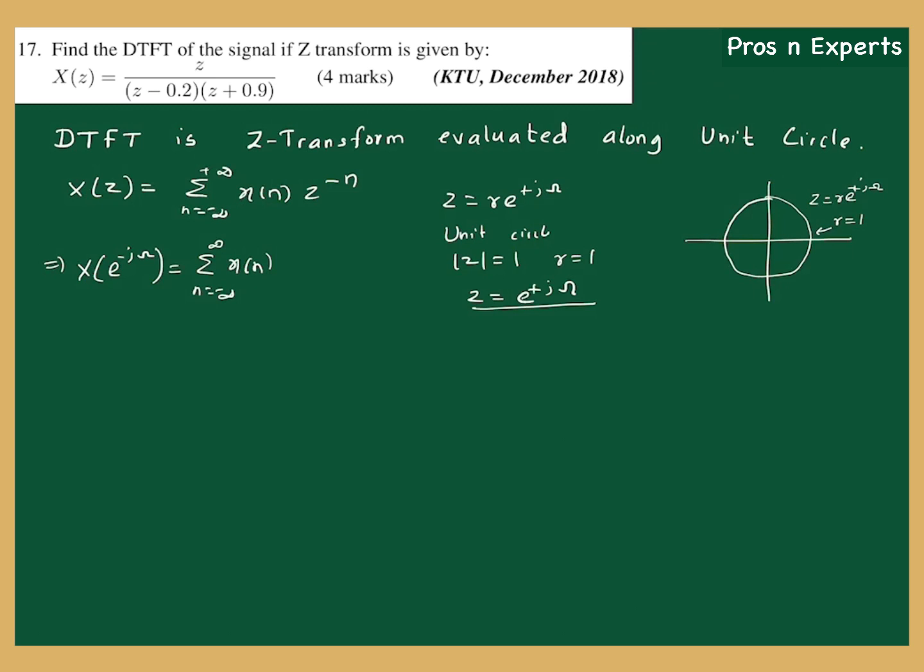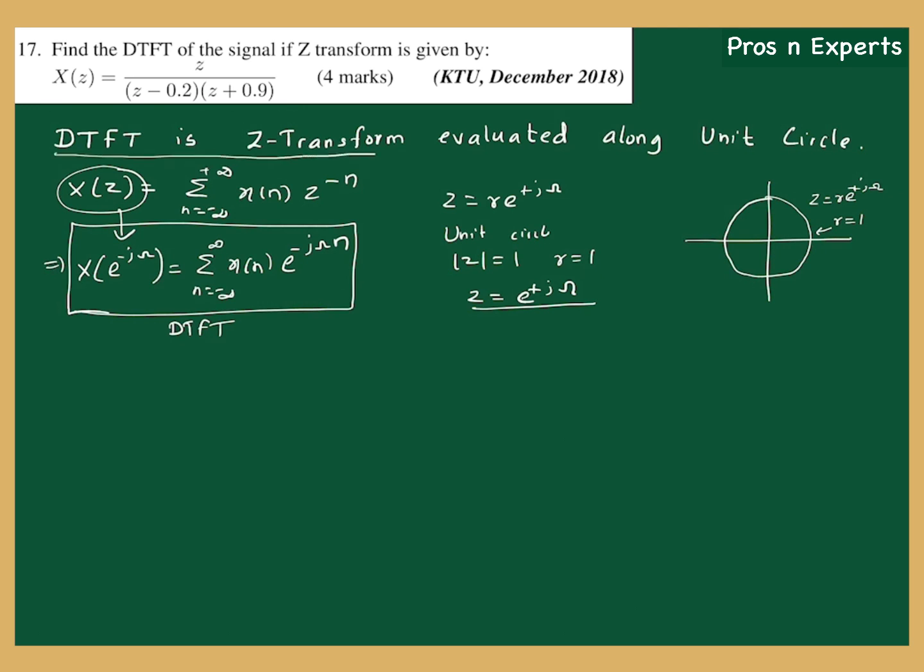Okay, e raised to plus j omega. So Z raised to minus n gives you e raised to minus j omega n. Okay, and to our astonishment, this expression, we started with Z transform, but this expression is nothing but DTFT. Okay, so that's why we concluded that DTFT is the Z transform itself evaluated along the unit circle in Z plane.